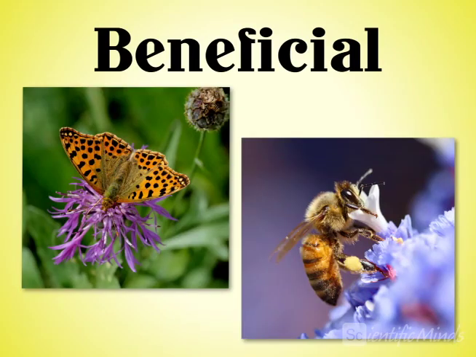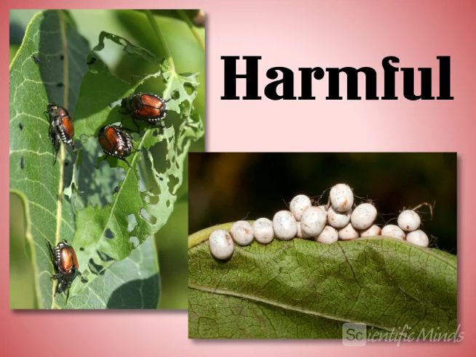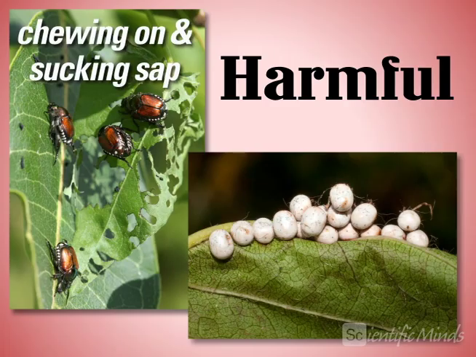Insects are considered beneficial when they pollinate plants, attack harmful insects, and produce honey. Insects are considered harmful when they cause damage. Insects can damage plants by chewing on and sucking sap from plant parts, which makes plants less productive. Insects also lay eggs on plants that can cause damage when they hatch and reduce the quality of a harvest.